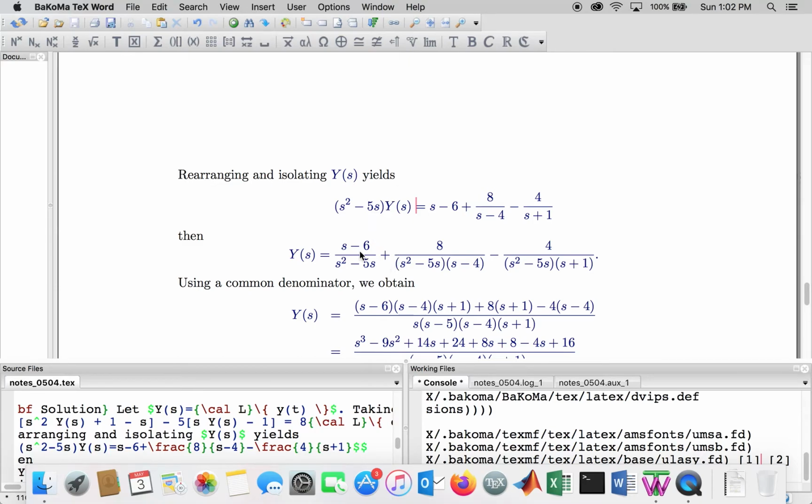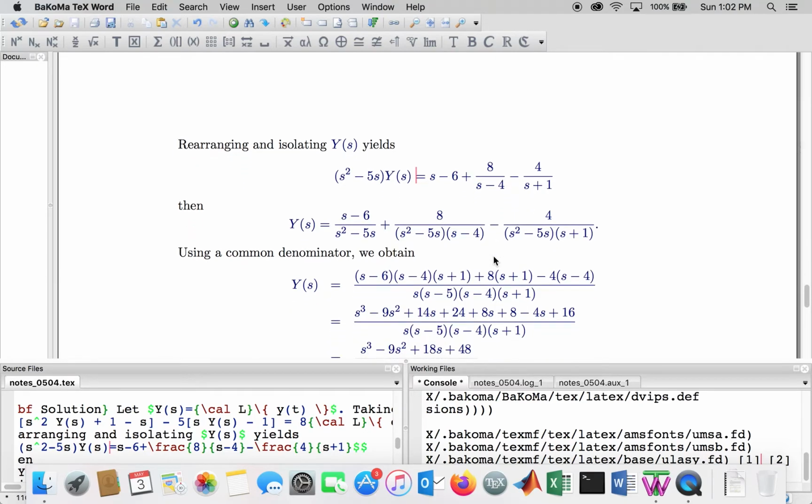So now we have these three fractions, but it's a good idea to combine them into one fraction, so then you only have one partial fraction decomposition to compute. It's going to be kind of a mess, but it'll make things easier later. So what I do here is factor out the s squared minus 5s, so I have s times s minus 5, times these other factors. And here I take s minus 6 multiplied by these two factors, s minus 4 and s plus 1.